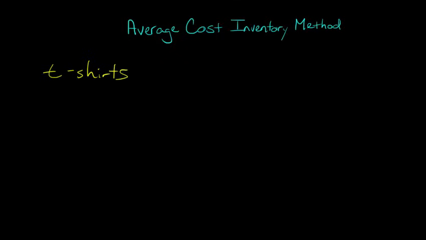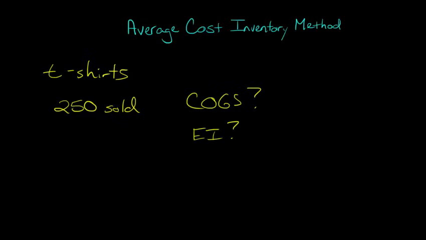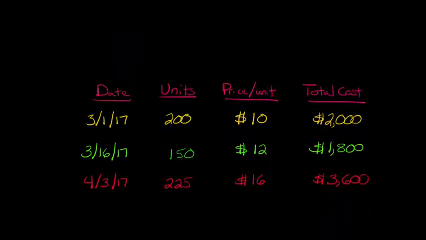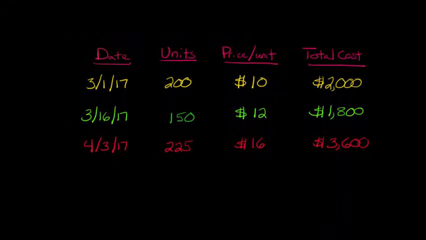And so you sell 250 of your T-shirts, 250 sold, and now you need to compute cost of goods sold, and you need to compute ending inventory, and you need to know how to do that. So let's take a look at our books. Let's take a look at our purchase history and see how we go about computing cost of goods sold and ending inventory.